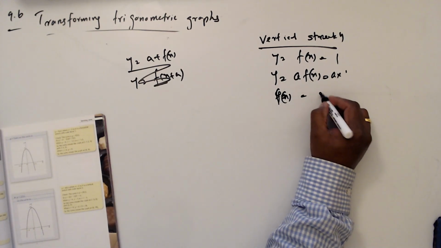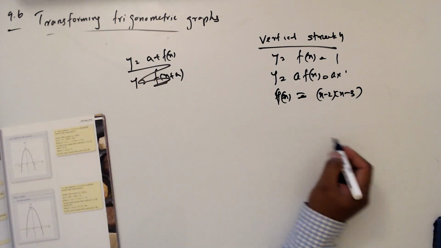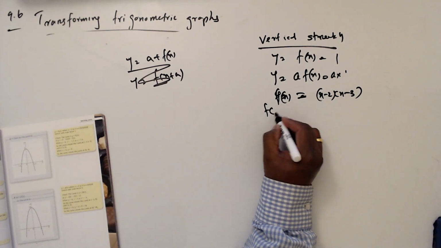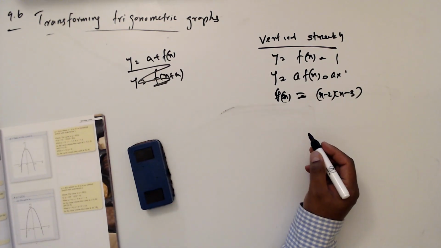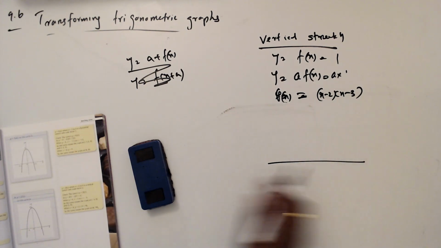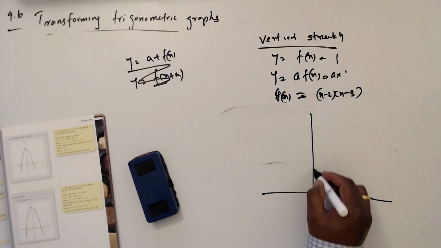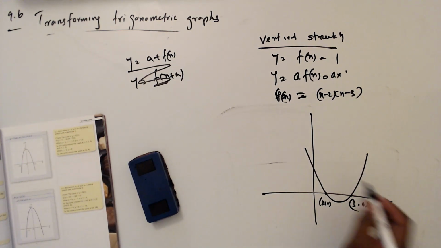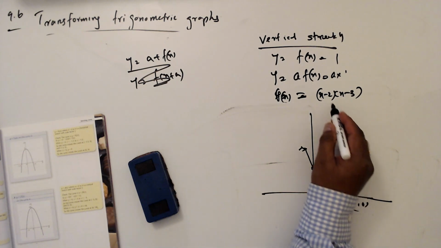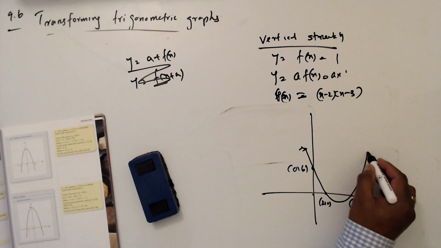If we consider this graph, y equals f(x) equals (x minus 2)(x minus 3), then what will happen to 2f(x)? First of all, I'll draw f(x). This is (2, 0) and this is (3, 0) and this point is (0, 6). When x equals 0, that value is 6.